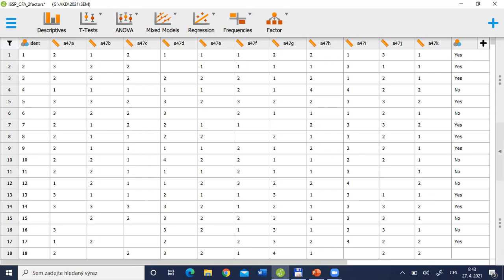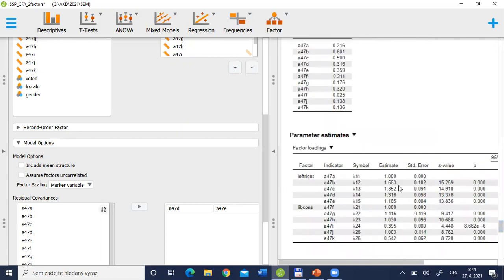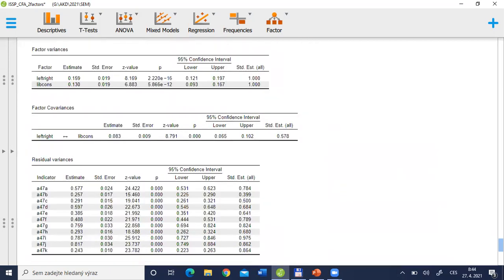So it means substantively that left-oriented people are mostly conservative, and the opposite is also true. So it means liberalism is in the Czech environment related to right political orientation. So that's substantive information which is based on this correlation between these two factors.